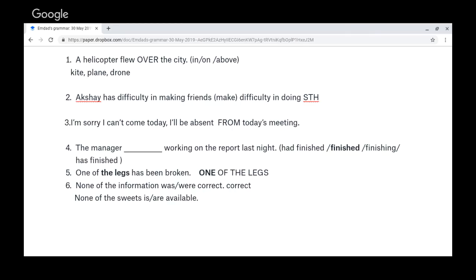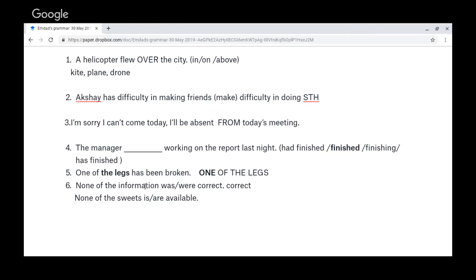How about number two? None of the sweets is or are available? Tell me. None of the sweets? This is something, rule number six, that I was talking about. This is an exception to what we did above. So one of the legs, and we focus on one. Is it clear?